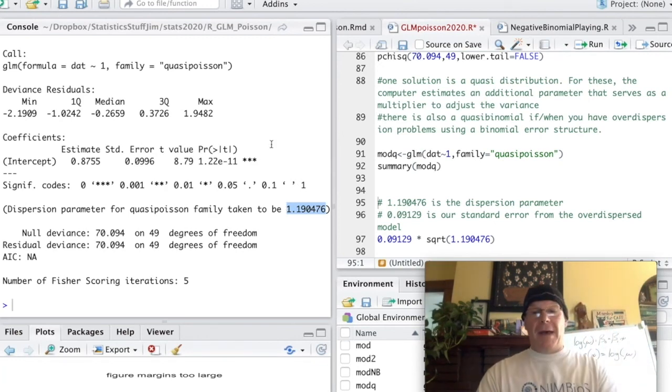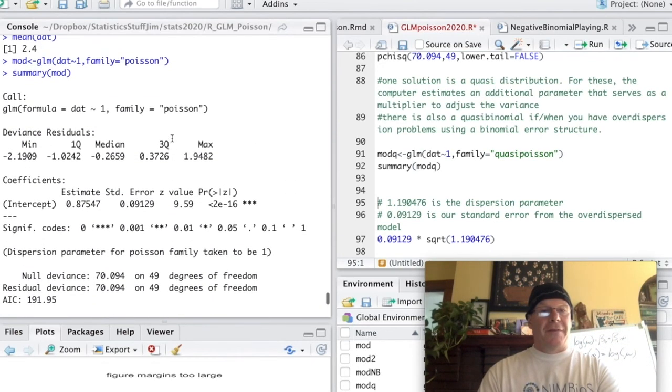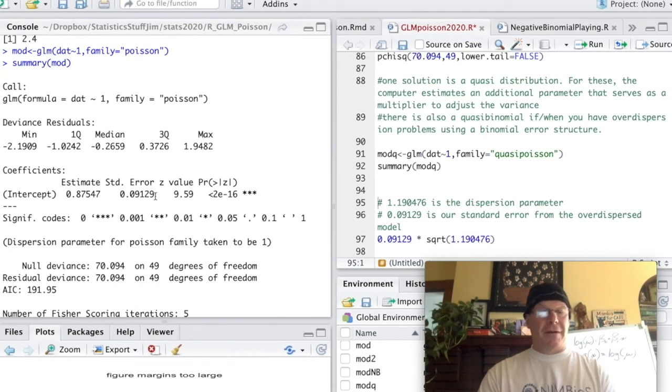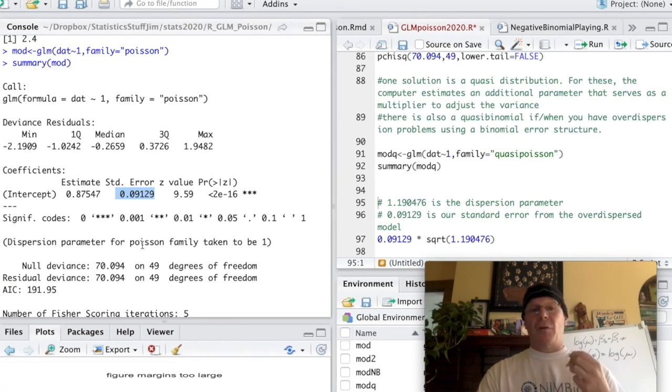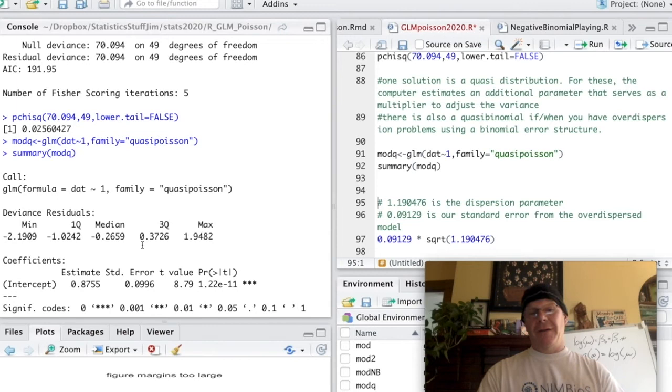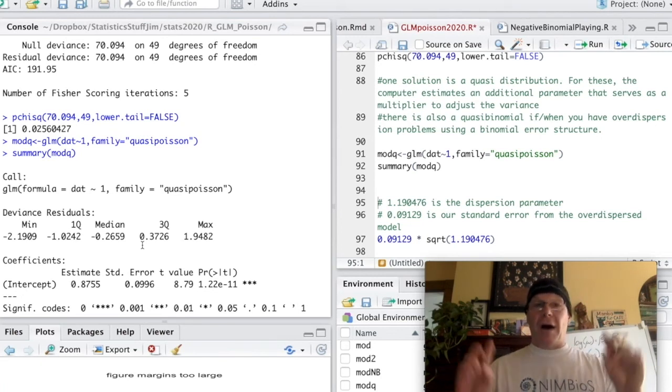If we go back and remind ourselves, this is using just the Poisson distribution here, notice that this is our standard error, 0.09129. When we use the quasi-distribution, our standard error has now increased and it's 0.0996. Now granted, that's a pretty small difference, but it's still a difference. And if your data are highly over-dispersed, which sometimes can happen in pretty dramatic fashion, you can end up with a very, very large dispersion parameter. What that's going to allow you to do is honest hypothesis testing, because you're going to be accounting for that extra uncertainty around your parameters.